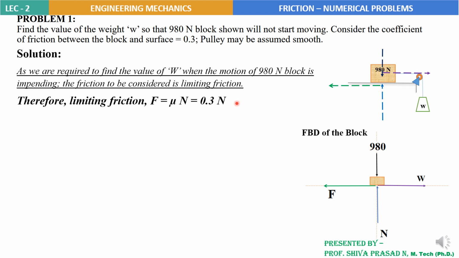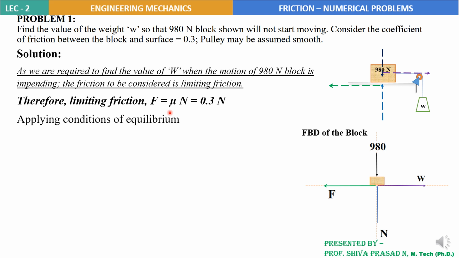Therefore, because the motion is impending, the frictional force will be the limiting friction, that is the maximum frictional force. So we can use the relation F equal to mu times N. Mu is the coefficient of friction given in the problem, and N is the normal reaction force. So F is equal to mu N, equal to 0.3 times N. This value we can use in solving this problem.